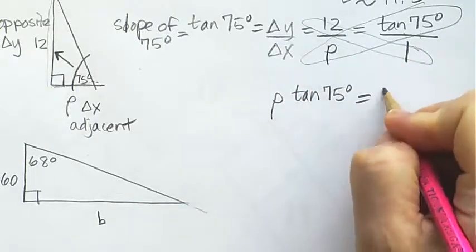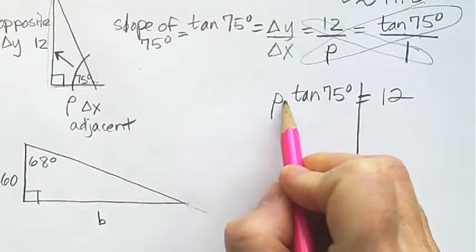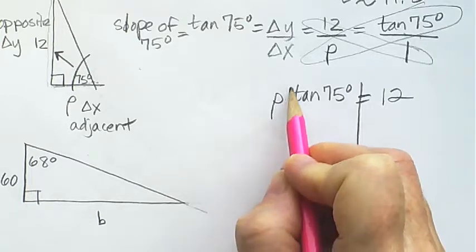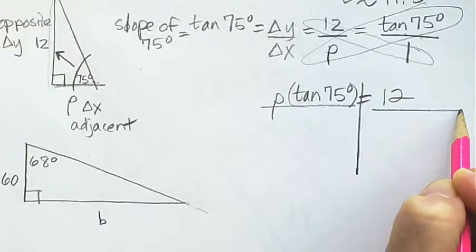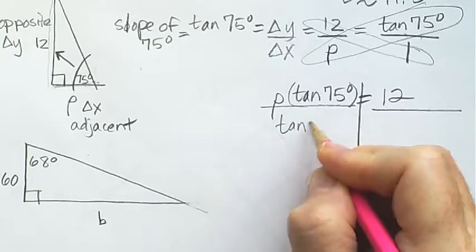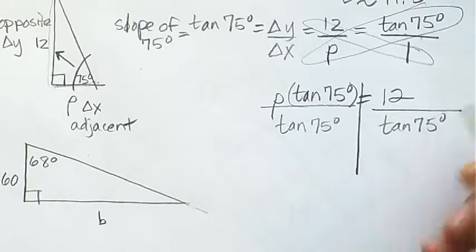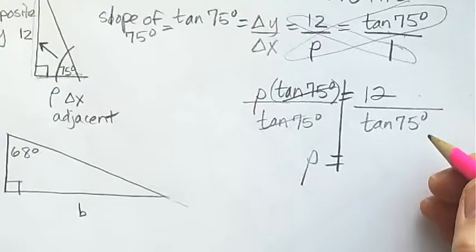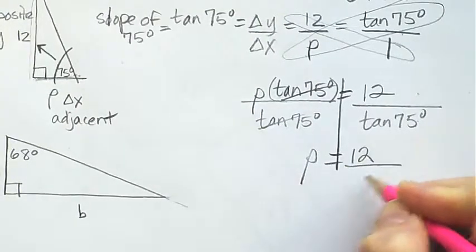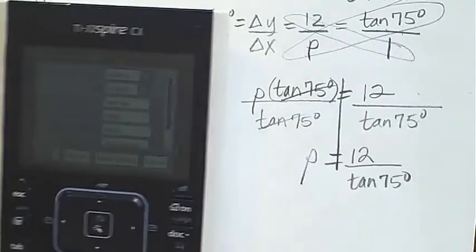Okay, and then 12 times 1 is 12. I'm solving for p, so I need to get p by itself. So I'm going to undo this multiplication. P is being multiplied by tangent of 75. The opposite of multiplication is division. So I'm dividing both sides by tangent of 75 degrees. So these cancel out, and this would be my final answer, which I'm actually fine with you leaving it like this. Let's go ahead and use the calculator just in case.